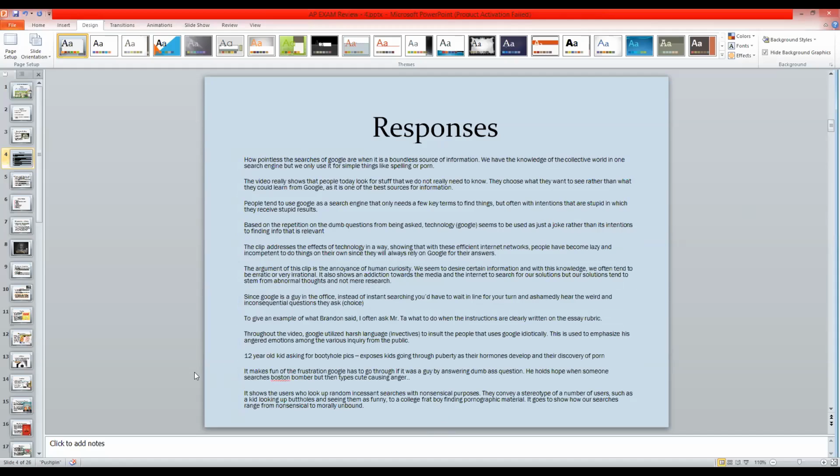RJ throws in, it shows the users who look up random incessant searches with nonsensical purposes. They convey a stereotype of a number of users, such as a kid looking at buttholes and seeing them as funny to a college frat boy finding pornographic material. It goes to show how our searches range from nonsensical to morally unbound.